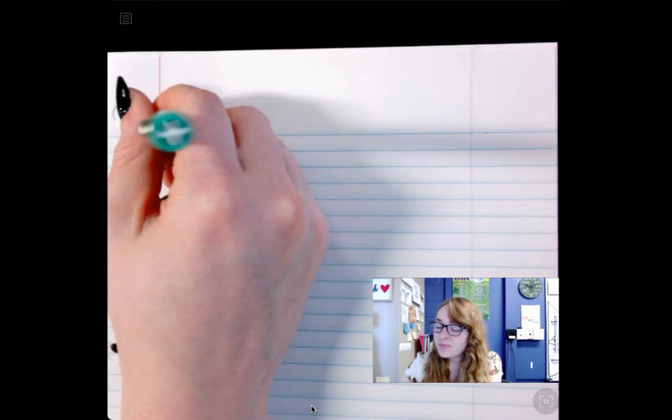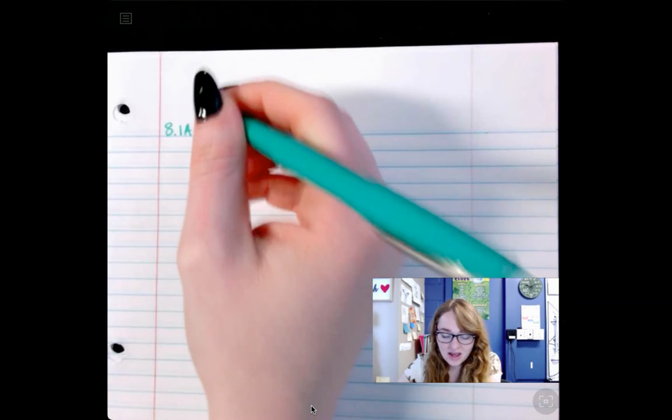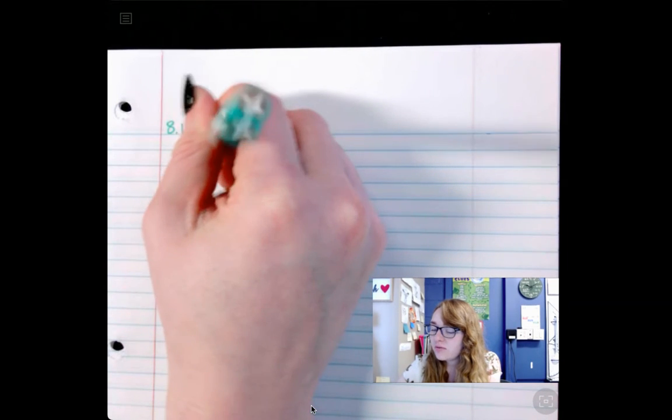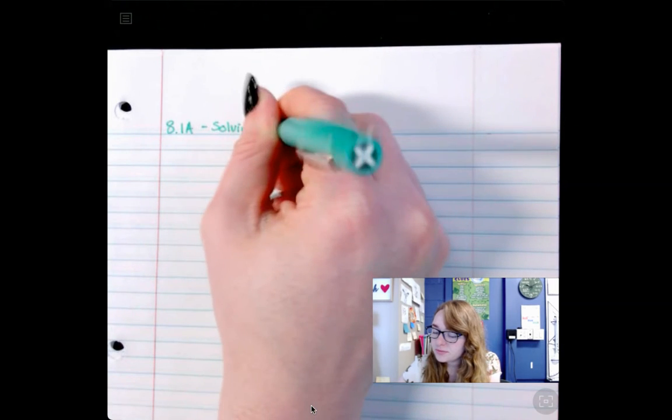Today we are going to be in Chapter 8, specifically 8.1a, and we are going to be talking about solving proportions.